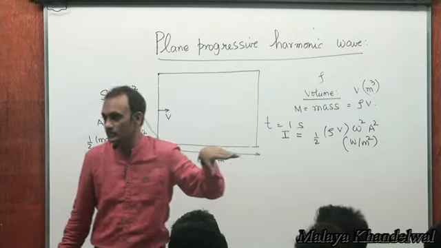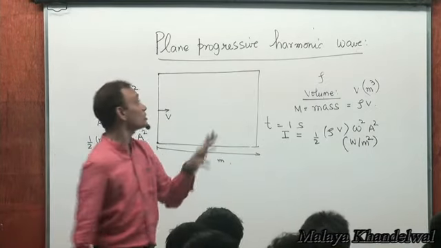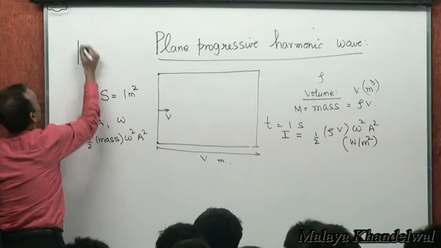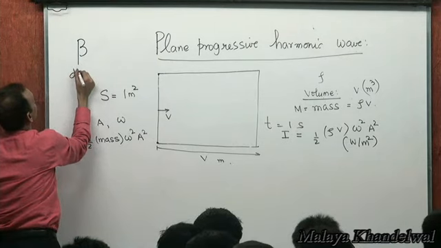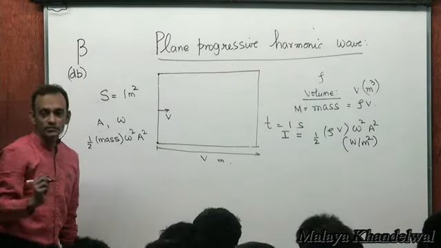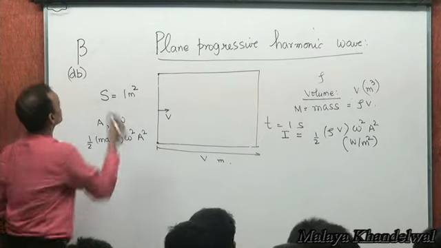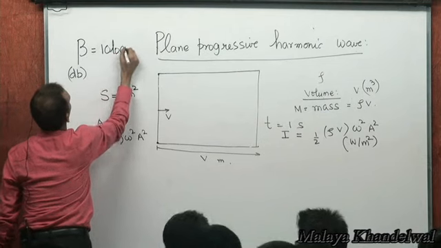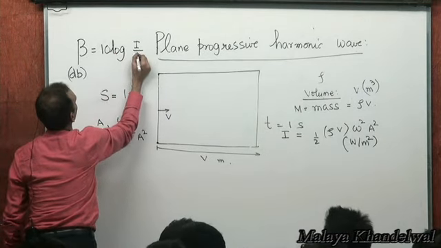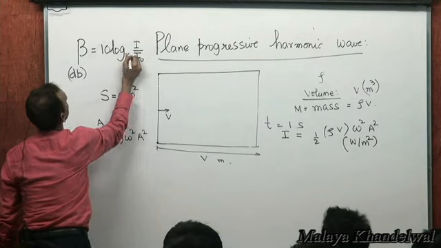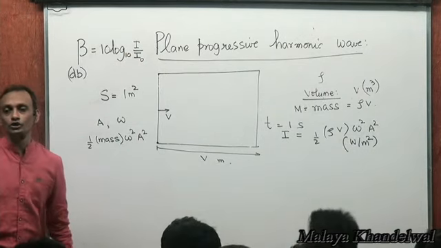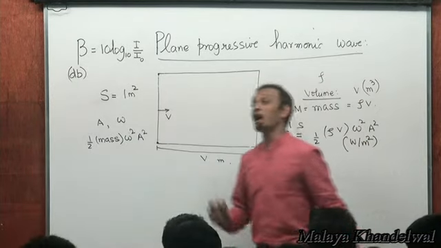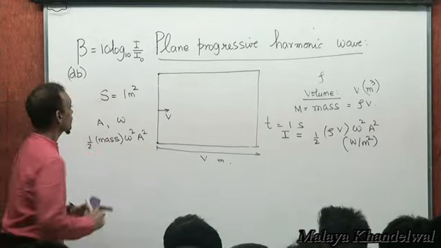Now, if I calculate the intensity I in watts per meter squared, and I want to convert it into decibels, then in acoustics, to convert into decibels, dB, the transformation is 10 log I by I naught to the base 10, where I naught is the weakest sound that a normal human ear can register.